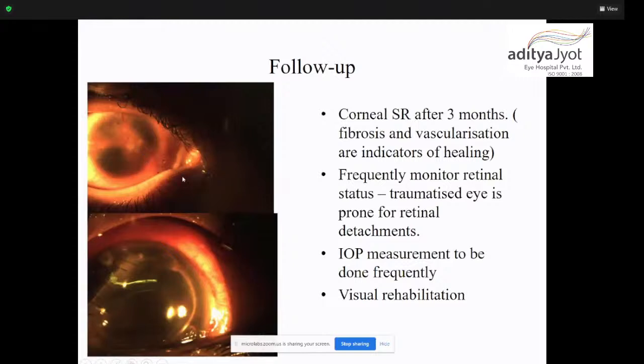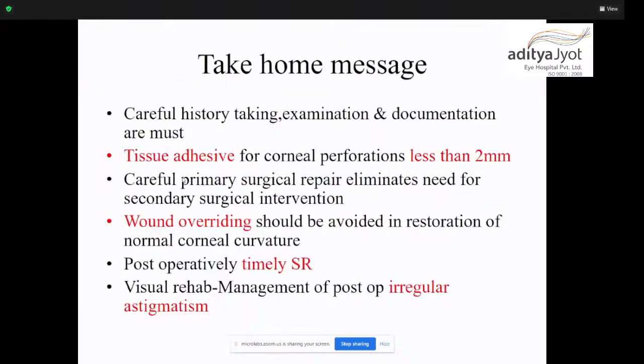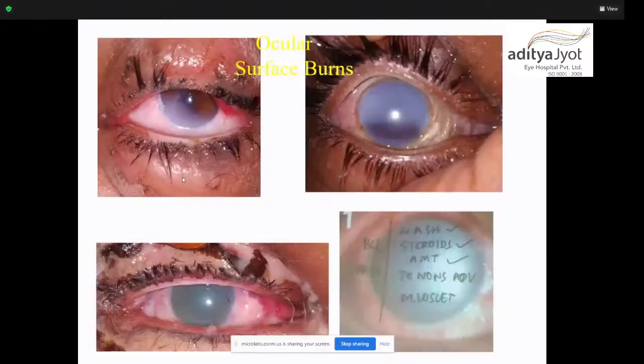So advise a corneal SR after 3 months and then frequently monitor the retinal status and the intraocular pressure for these cases. Visual rehabilitation has to be done because most of the cases of corneal tears will have astigmatism. So if it's a pediatric case, then the patient will land up with amblyopia. So you definitely have to give them glasses. The take-home message is proper suturing techniques, proper history, and post-operative timely SR and visual rehabilitation is a must.